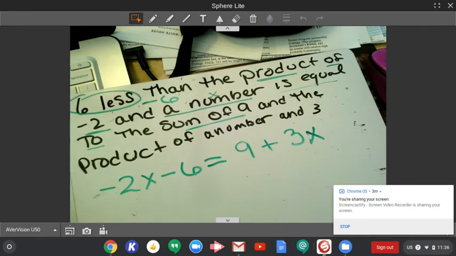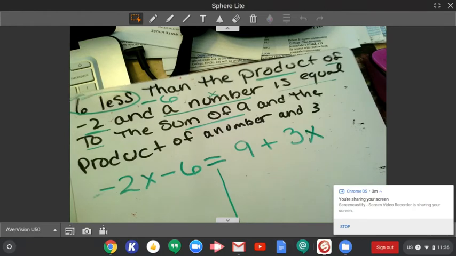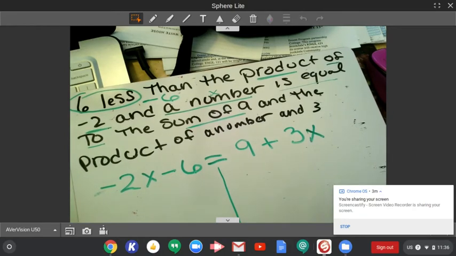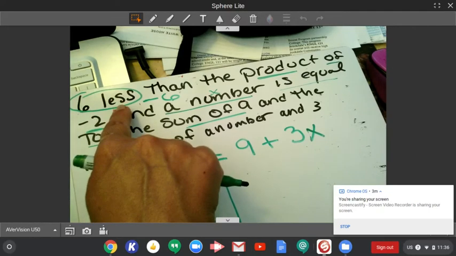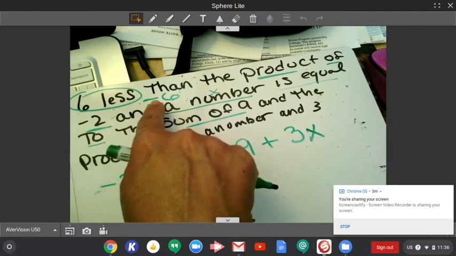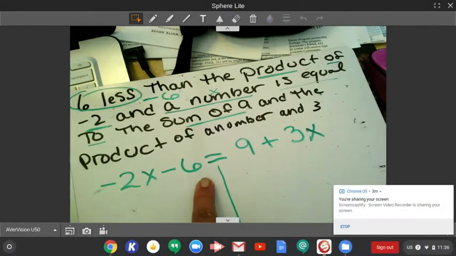So we can take all these words and we can make it into a nice, simple equation that we can solve. So just remember, this is the important part: 6 less, or when you see a number less or a variable less, remember you're going to want to subtract that from something.